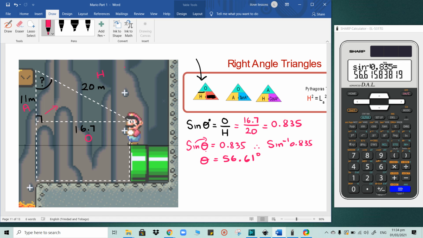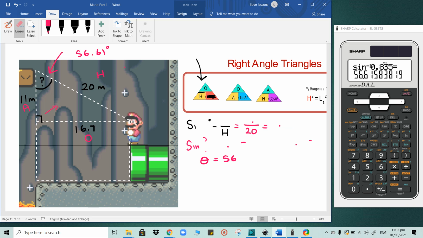So let's take a note of the answer here. The answer that we got up here was 56.61 degrees. Let's try one of the others. Let's try tan now. If we're going to use tan, we have to block tan theta. Whatever we block, we write it. So if we block tan theta, we are left with opposite over adjacent. Remember, with sine, we were left with opposite over hypotenuse. So now we're left with opposite over adjacent.